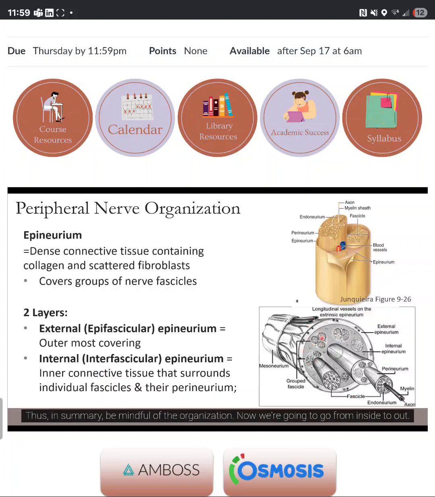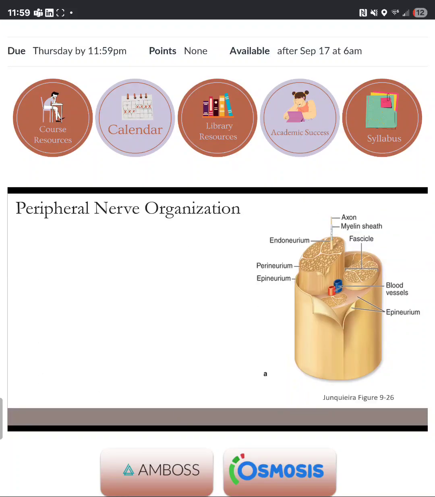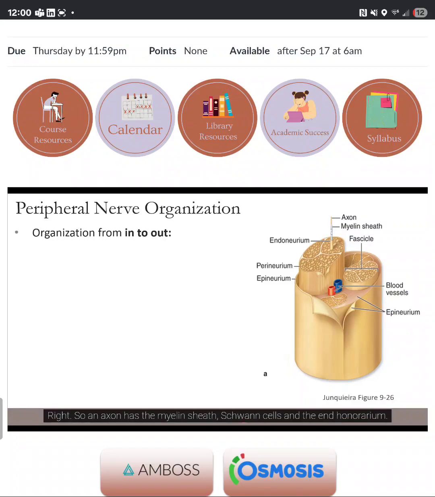Now we're going to go from inside to out. We went from outside to in, and now we're going to go from inside to out just to kind of hash it out one more time. Each individual axon contains your covering of your Schwann cells and your endoneurium, right? So an axon has the myelin sheath, Schwann cells, and the endoneurium.